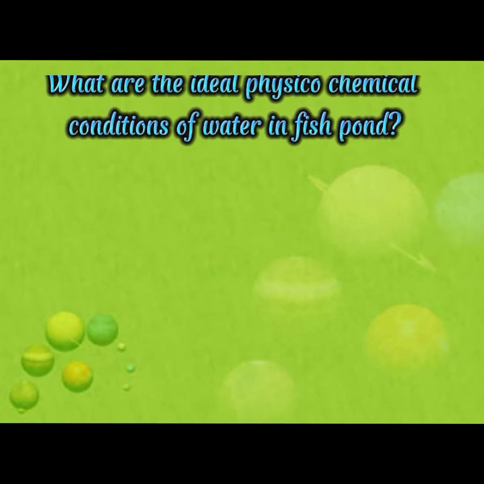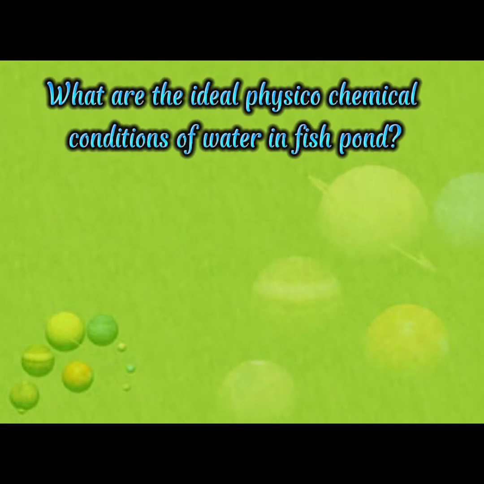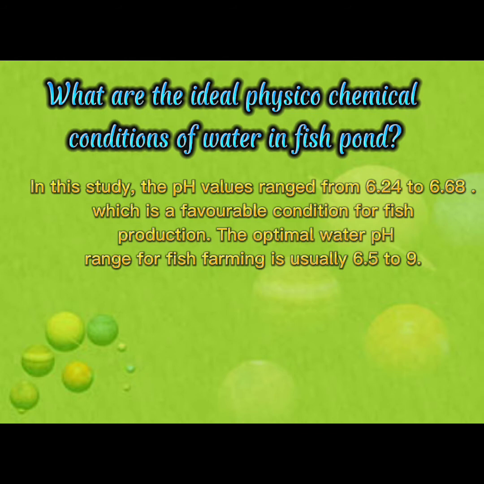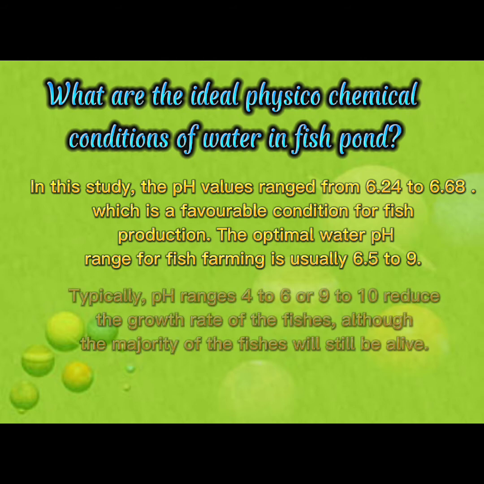What are the ideal physico-chemical conditions of water in a fish pond? In this study, the pH value ranged from 6.24 to 6.68, which is a favorable condition for fish production. The optimal water pH range for fish farming is usually 6.5 to 9. Typically, pH ranges of 4 to 6 or 9 to 10 reduce the growth rate of the fishes, although the majority of the fishes will still be alive.